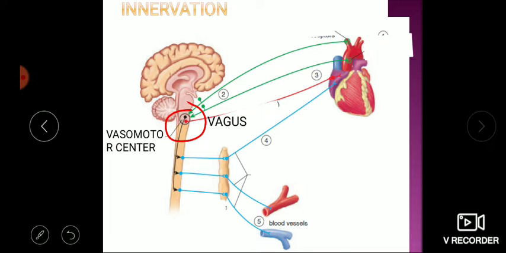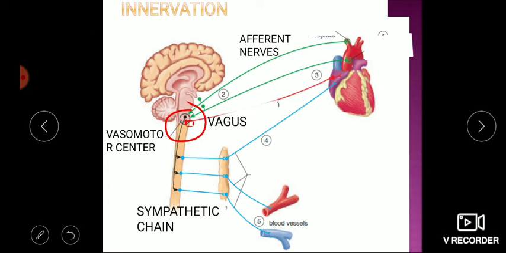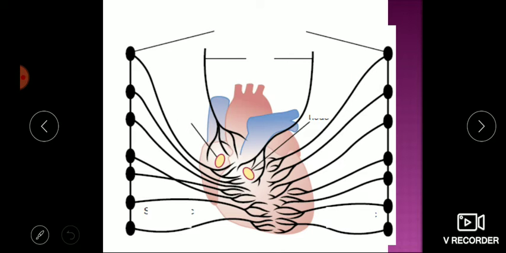Similarly the sympathetic innervation also, the right side is different, the left side is different. The right side is supplying the right ventricle, the left is supplying the left ventricle. So these are the efferent nerves. Impulses from the vagus will go and affect the heart, and impulses from the sympathetic will go and affect the heart and blood vessels. Now we will see how this effect takes place.